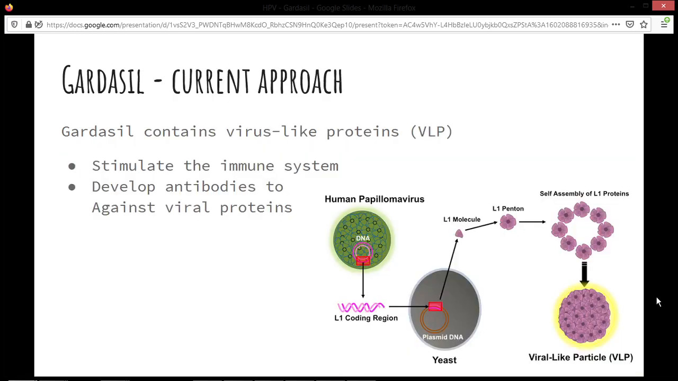So, how does Gardasil work? Gardasil contains structural, purified, inactive virus-like proteins, VLP. These proteins can stimulate the immune system to attack the HPV virus. The immune system will recognize the viral proteins in Gardasil as foreign, then will develop antibodies against the viral proteins. The antibodies can provide immunity from future infections.